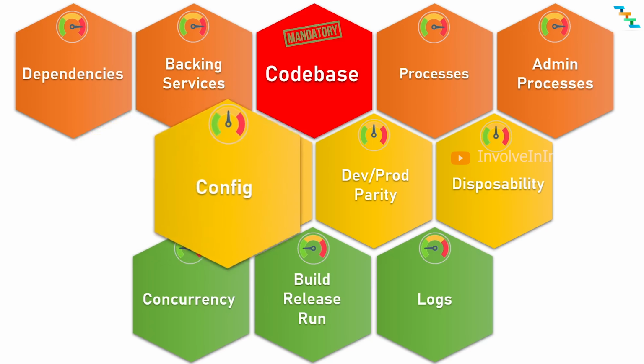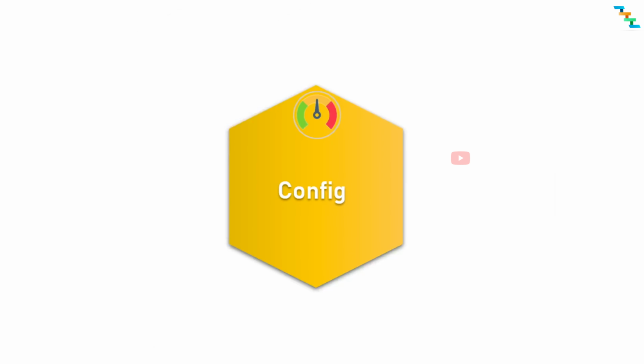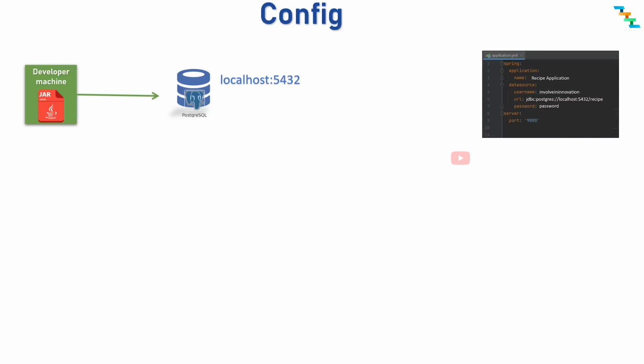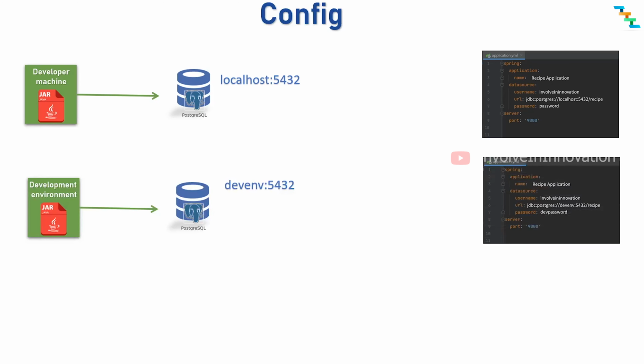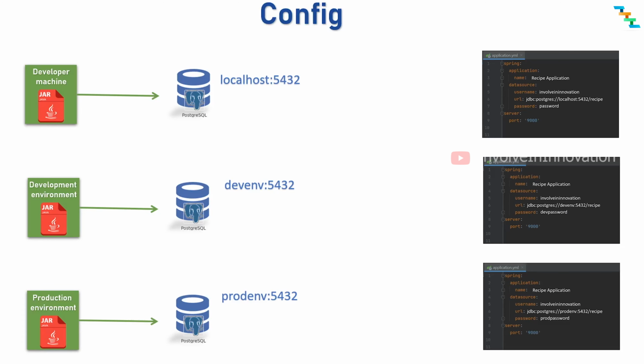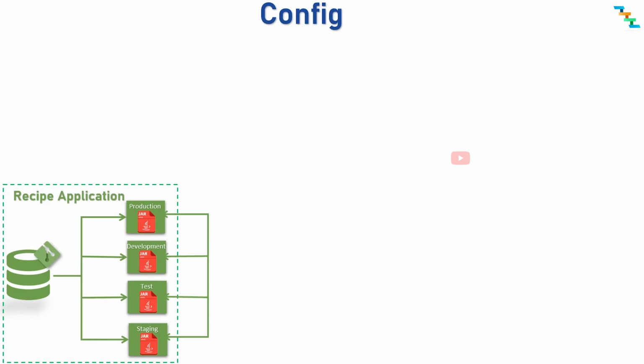Next we will see about config. The configuration is the only thing that changes for an application between different deployment environments. For example, in the case of the recipe application, it has a recipe database as the backing service. The database configurations like database URL, username, and password are different for the developer's local machine, the development environment, and the production environment. Configuration must not be part of the application codebase, as configurations are environment specific, so it must be externalized, consistent, and changes need to be tracked and managed in real time.